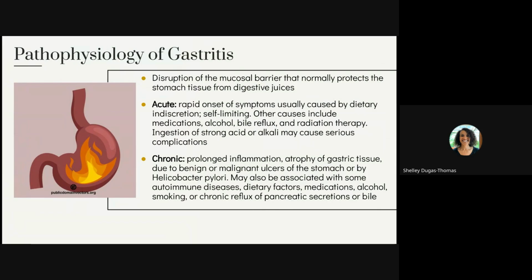And the common causes include dietary issues, medications, alcohol, bile reflux, or radiation, as well as severe cases may occur from ingesting strong acids or alkalis. In chronic gastritis, that involves long-term inflammation and tissue damage, often due to H. pylori infection or stomach ulcers. It can also be linked to autoimmune diseases, poor diet, certain drugs, alcohol, smoking, and chronic bile or pancreatic reflux.